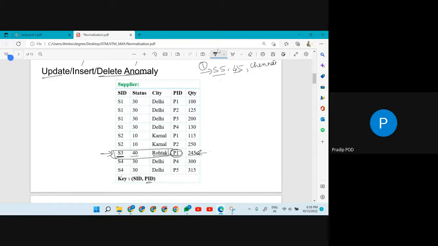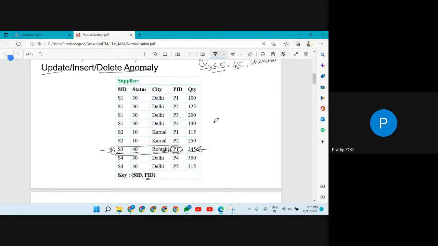Right? Because when you want to delete some information, you lose other information that is required. So that is your update anomaly, that is the insert and the delete anomaly.